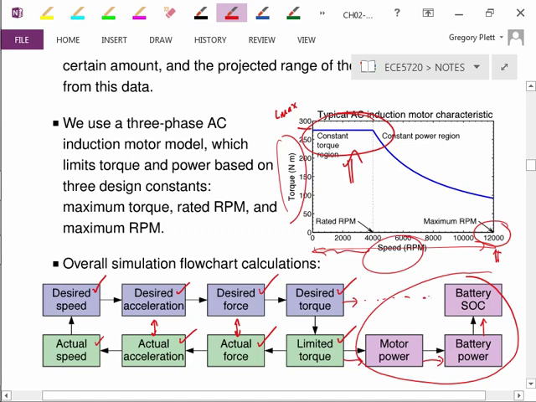Okay, that is the introduction to our vehicle simulator. In the next section, we will look at the actual equations that implement the simulator and some results from some simulations.